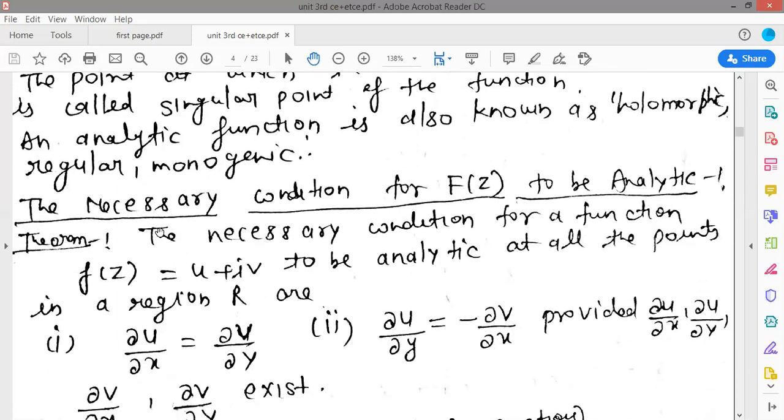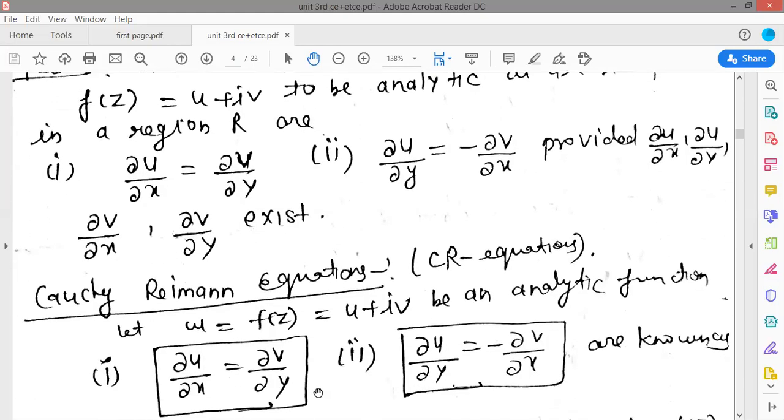Now, the next topic is the necessary condition for f(z) to be analytic. Theorem: the necessary condition for a function f(z) = u + iv to be analytic at all points in a region R is ∂u/∂x = ∂v/∂y and ∂u/∂y = -∂v/∂x, provided these partial derivatives exist. So what are these equations? These equations are called Cauchy-Riemann equations.